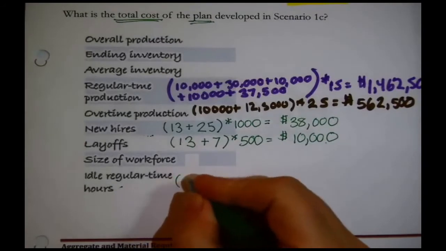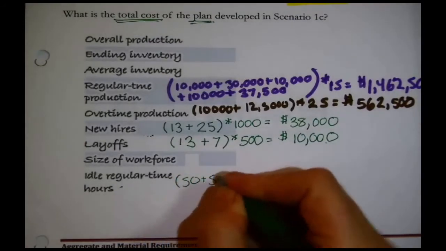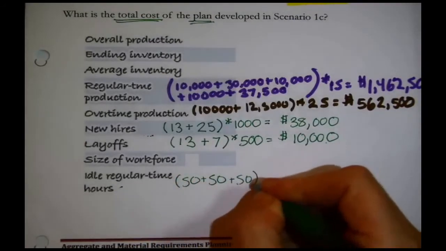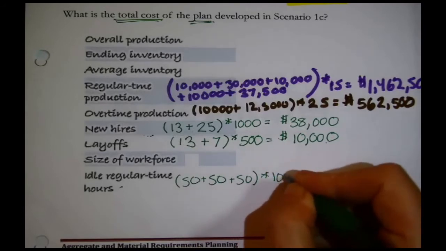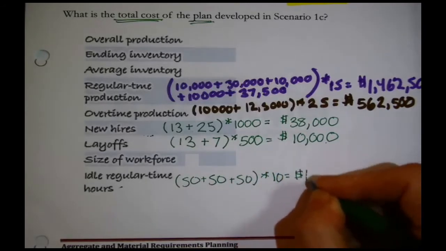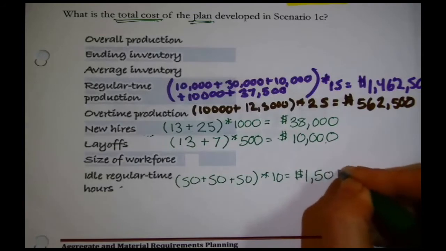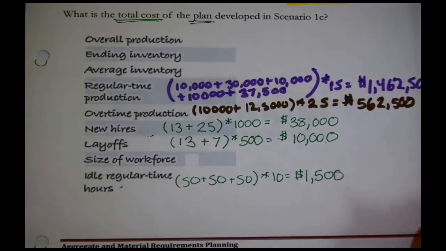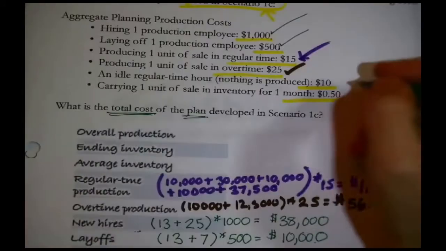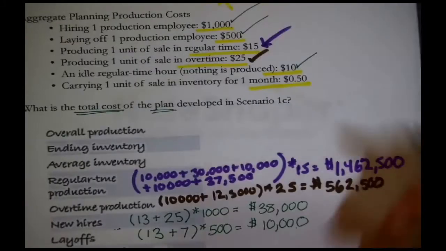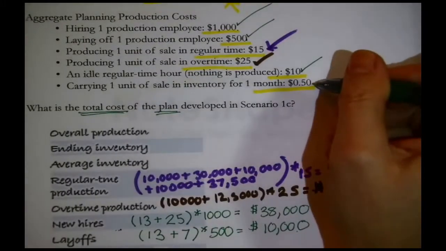So I just say, well, okay, the 50 plus the 50 plus the 50, it's 150. 150 times $10 each, that's not so bad. 1,500 in idle regular time. Okay, that one's done. And then there's only one other thing that they mention here that costs money.